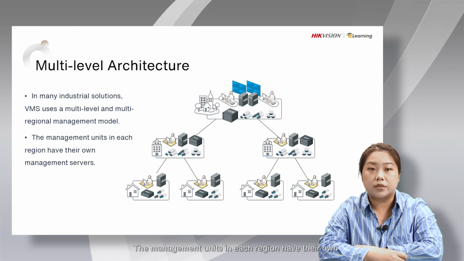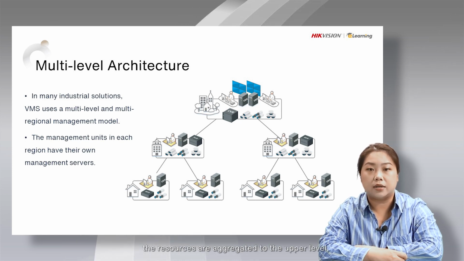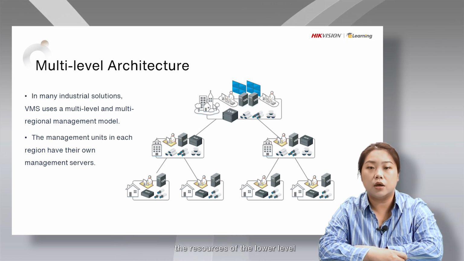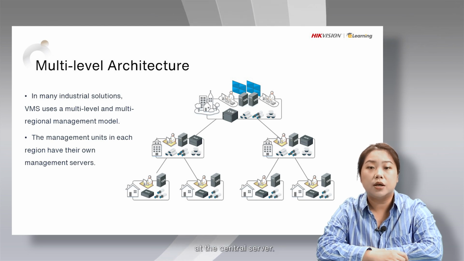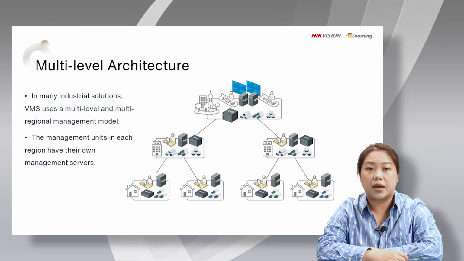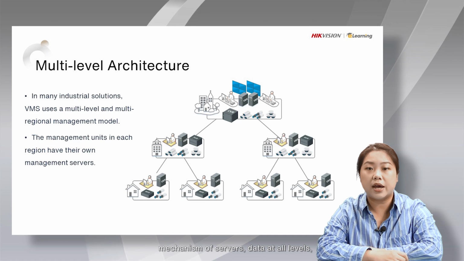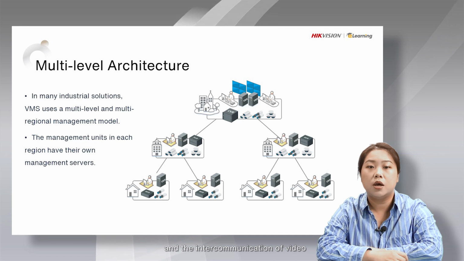The management units in each region have their own management servers, and at the same time, the resources are aggregated to the upper level, and the upper level manages the resources of the lower level in a centralized manner. All VMS servers and their devices can be managed at the central server. The key point of this architecture is the synchronization mechanism of servers, data at all levels, to realize the interaction and the intercommunication of video between servers at all levels.